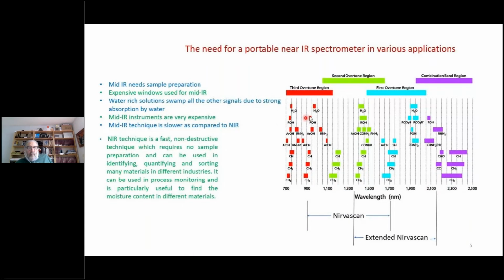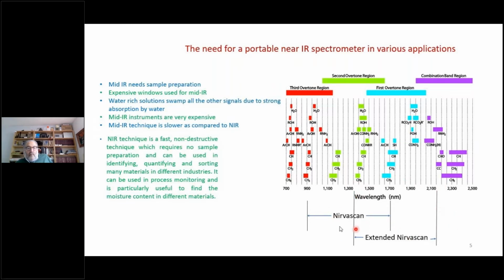So here we are looking at the absorption band diagram in the near IR. And you can see there is a combination band region, first overtone, second overtone, and third overtone. Starts from the visible, because 700 is in the visible region, but goes all the way to 2500. So our Nirvascan instruments, the standard Nirvascan covers from 900 to 1700 nanometers. And then you also have the extended Nirvascan that covers 1350 to 2150.